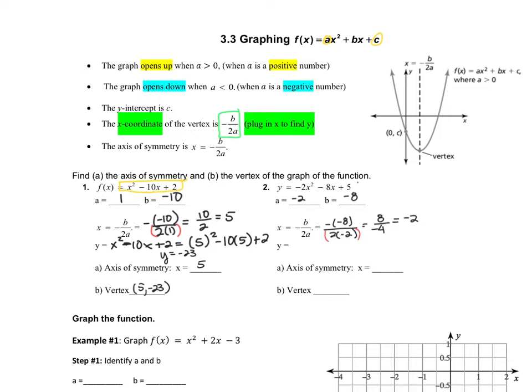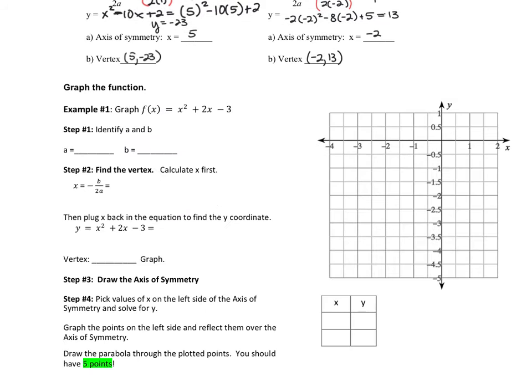So we're going to plug negative 2 into our original function: negative 2 times negative 2 squared minus 8 times negative 2 plus 5. If you put this into your calculator, you will get 13. So your axis of symmetry, which is the x of your vertex, is negative 2. And then your vertex is negative 2, 13.